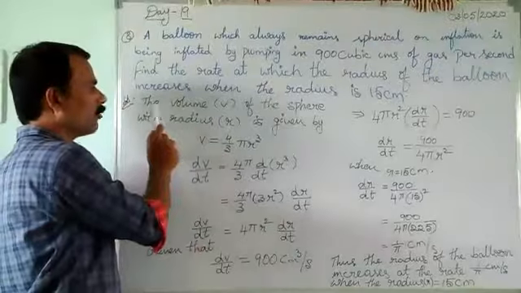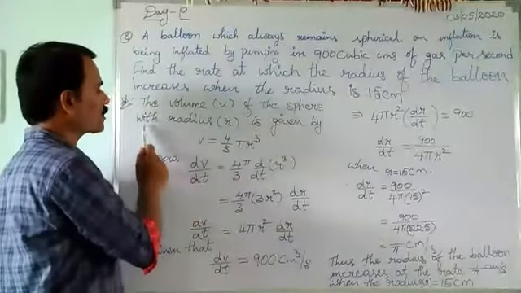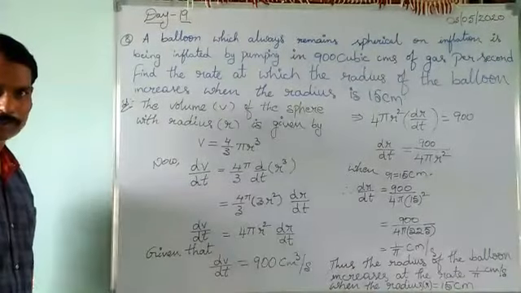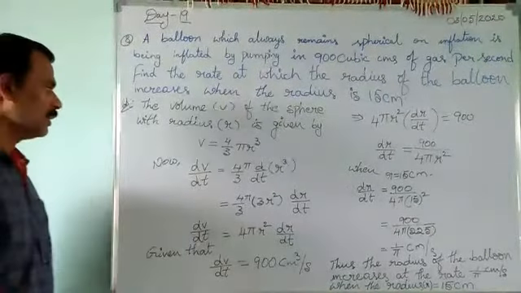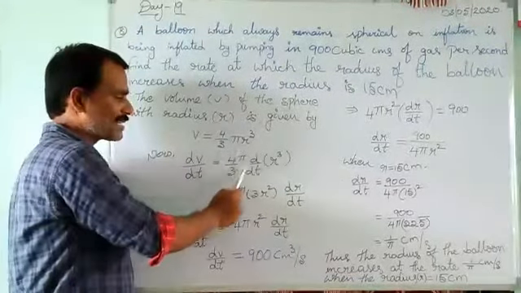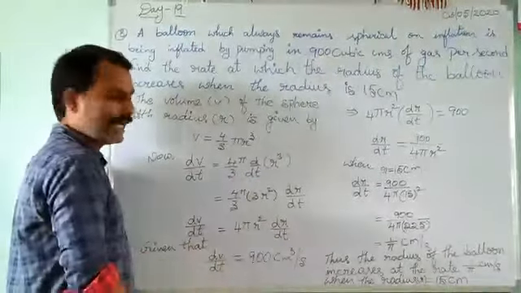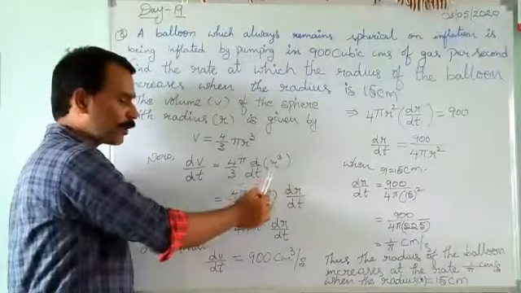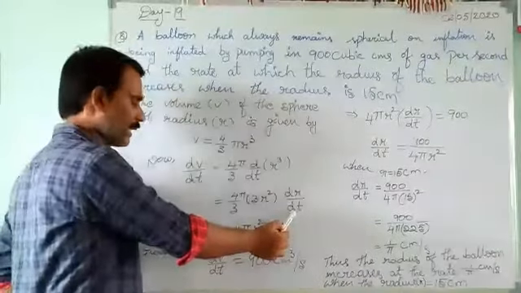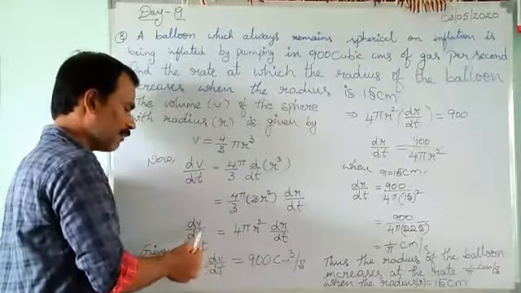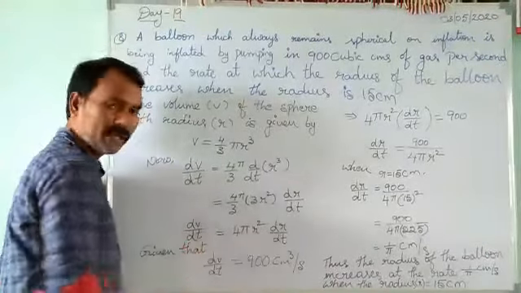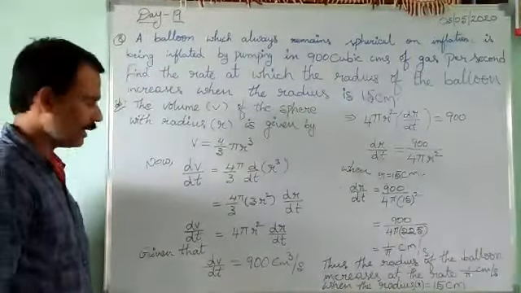What I have written here: the volume V of the sphere with radius r is given by V is equal to 4/3 pi r cube. Now dV by dt, with respect to time. 4 by 3 pi is a constant, d by dt of r cube. The derivative of r cube is 3r square, but it is not t, that's why we write dr by dt. Now dV by dt is equal to 4 pi r square into dr by dt, as the 3 will cancel.